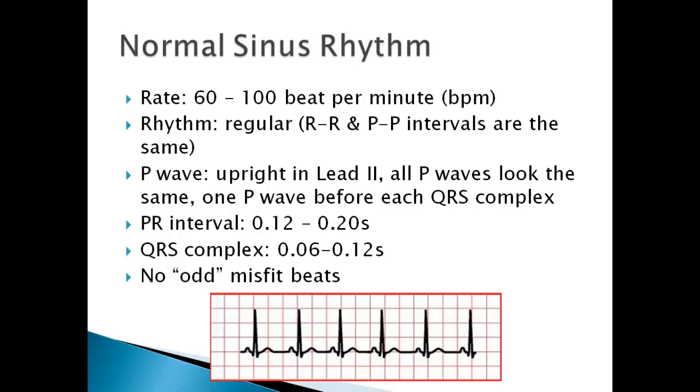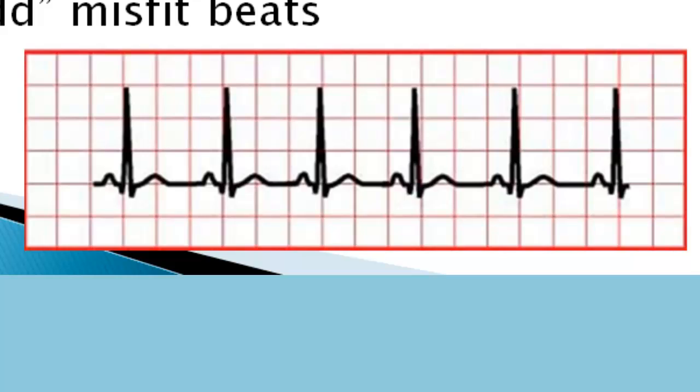The rhythm is regular, which means you have RR and PP intervals that are the same. Your P wave is upright in lead 2. All of your P waves look the same, and you have one P wave per QRS complex. Your PR interval is normal, your QRS complex is normal, and you have no odd misfit beats. So basically everything looks like what preceded it.